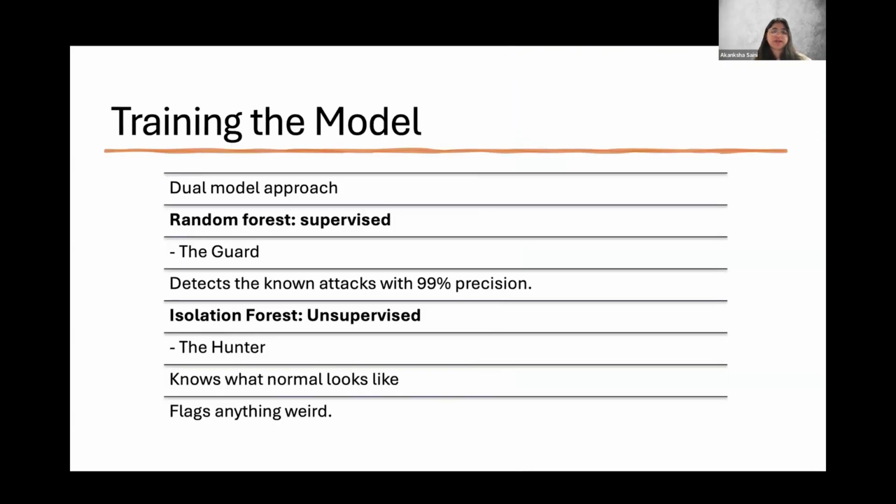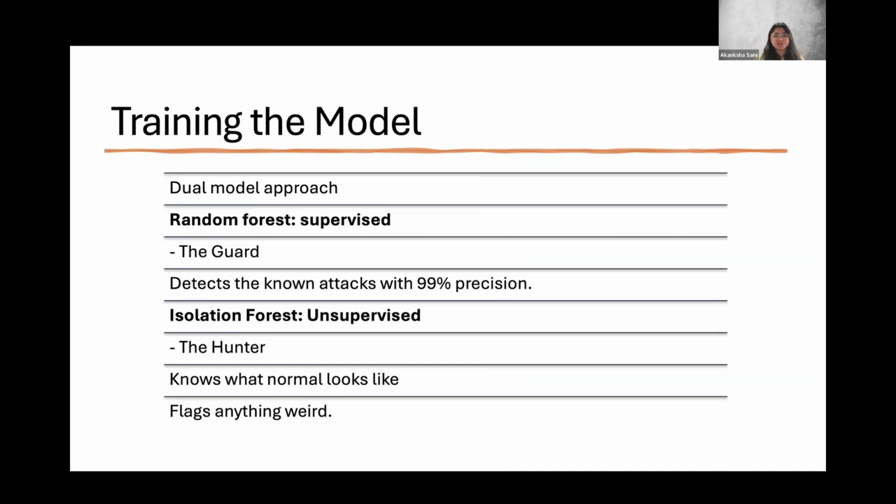So, coming to the training phase of the model, first we have random forest, which I call the guard. This is a supervised learning model which is trained on known attack patterns. So it is highly precise at identifying threats we already know about, like denial of service or some special exploits.